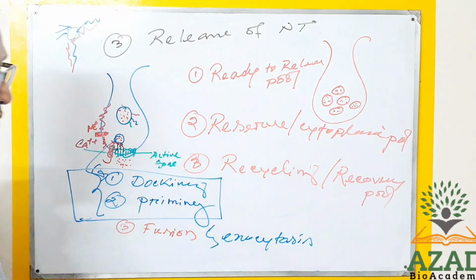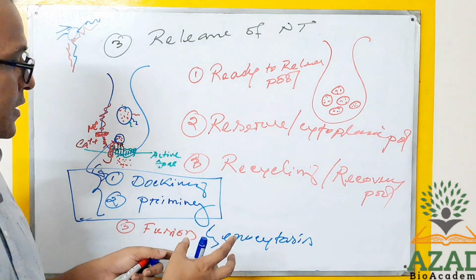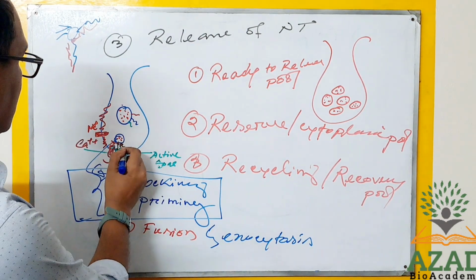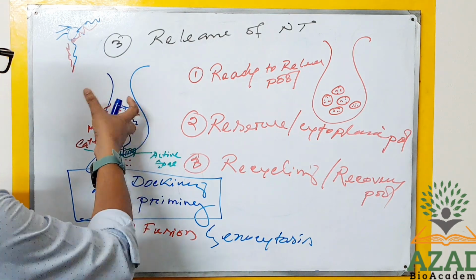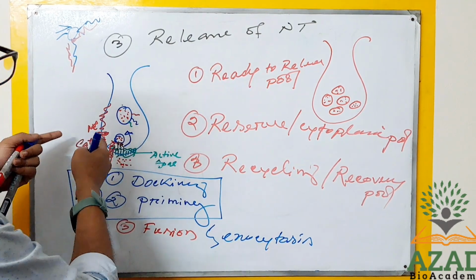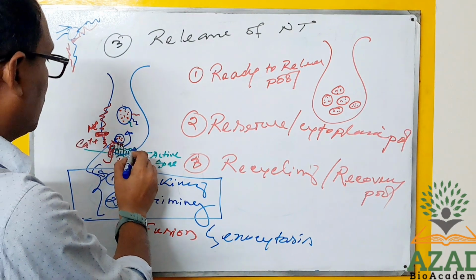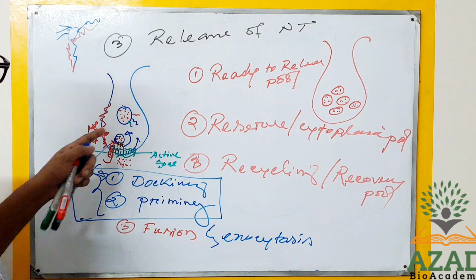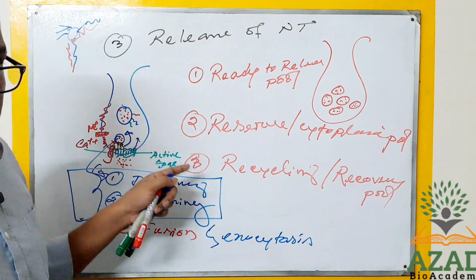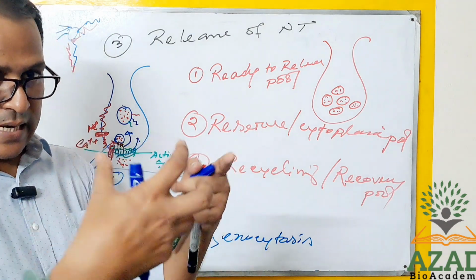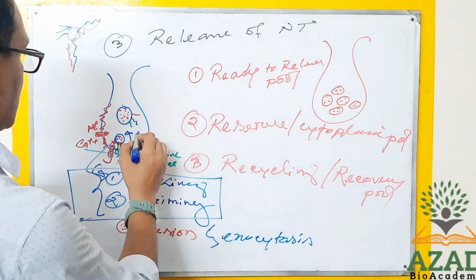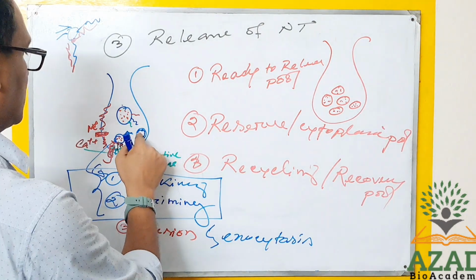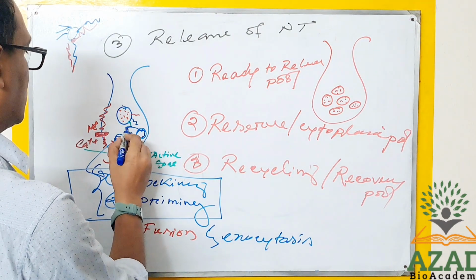Overall, after fusion, this process is called exocytosis. In kiss-and-run, the vesicle quickly comes out again, repacks the neurotransmitter, and is ready to release again. When full fusion happens, the endocytosis process occurs. In endocytosis, the clathrin protein will be attached, and finally the vesicle will form again.